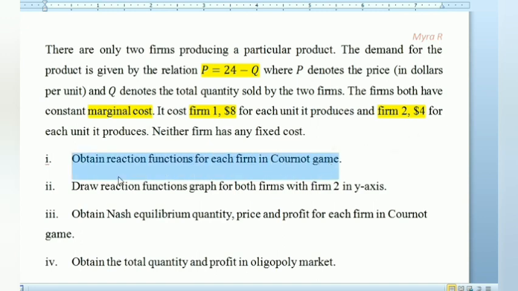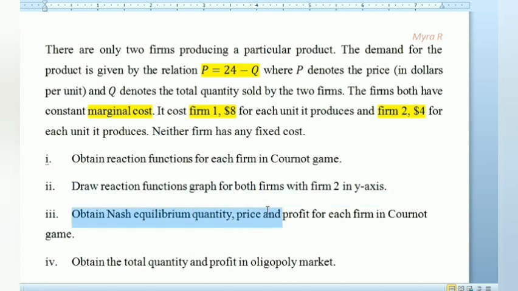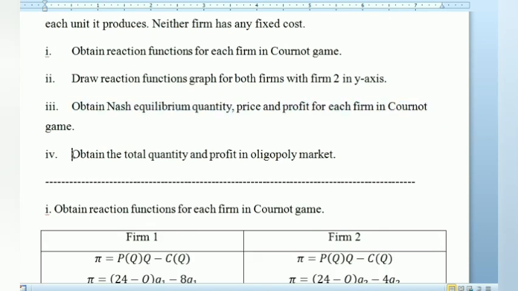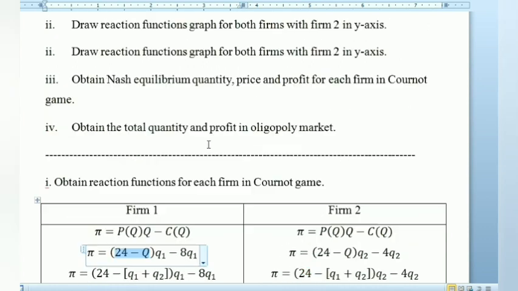Then we are going to draw the reaction function graph for both firms, and then obtain the Nash equilibrium quantity, price and profits. And then we are going to find the total quantity and profit in the oligopoly market. So for the first question, we are going to find the quantity.